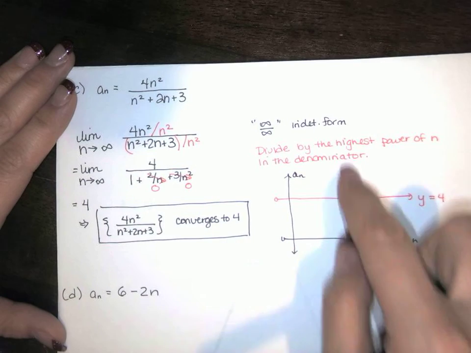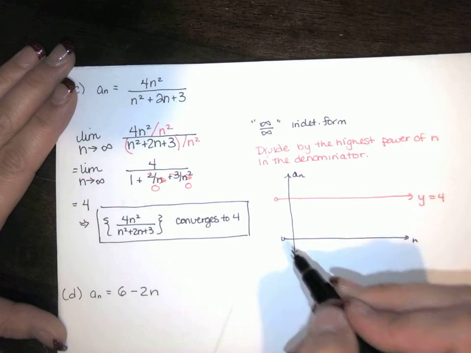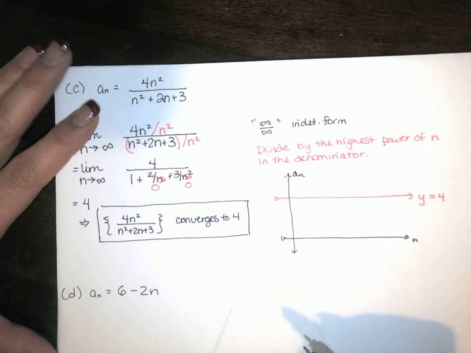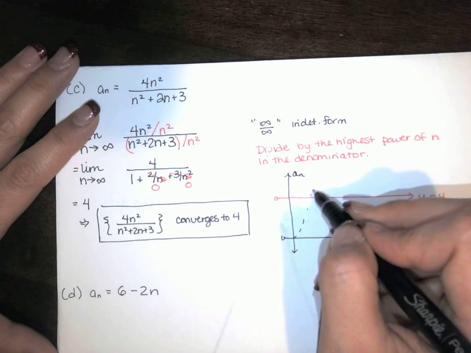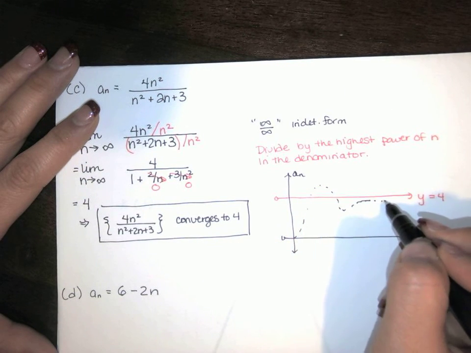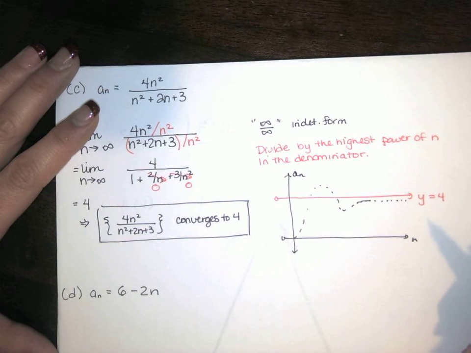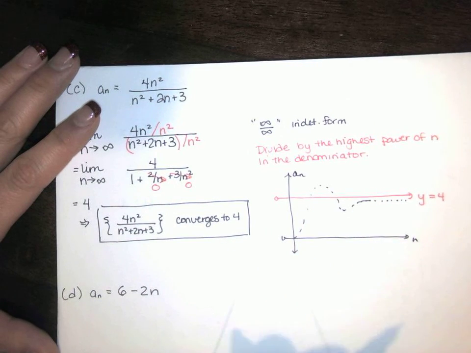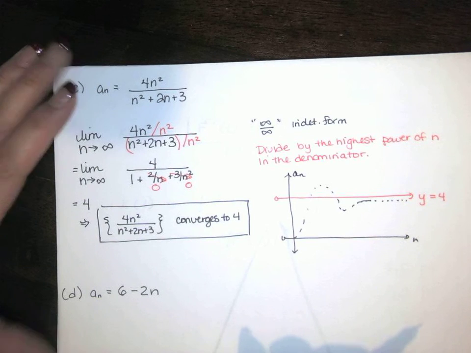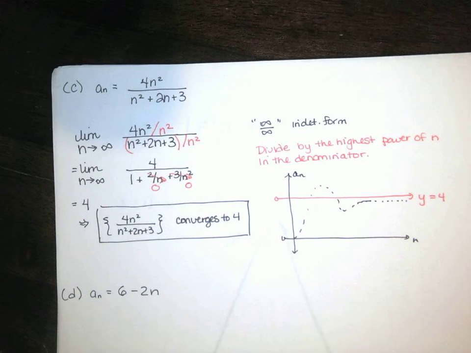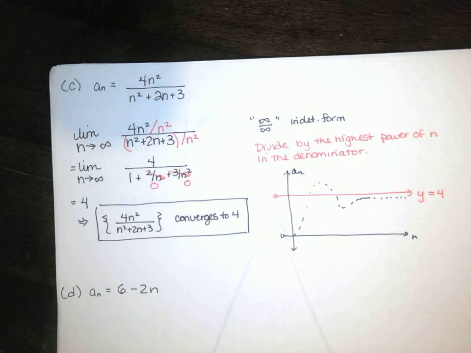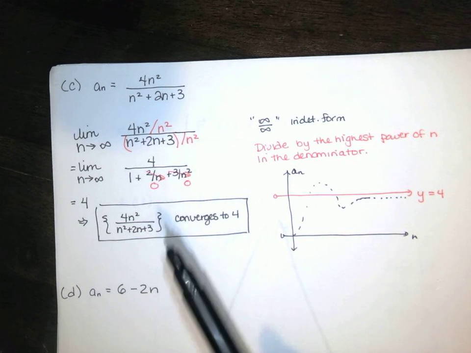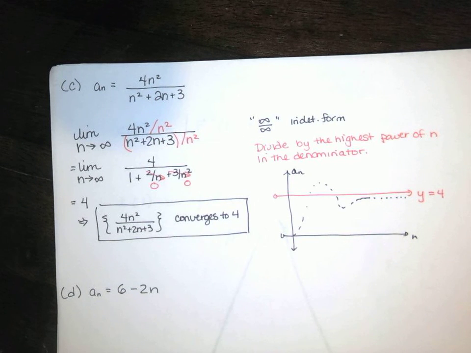And maybe we've got some interesting behavior. I don't know if it goes up or down or how it behaves. Maybe it looks like this. Who knows? But I know that my sequence eventually approaches this line, y equals 4. Okay. So we can get rid of infinity over infinity indeterminate forms that involve polynomials by dividing by the highest power of n in the numerator and denominator.